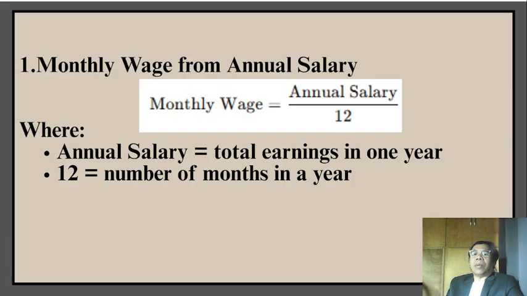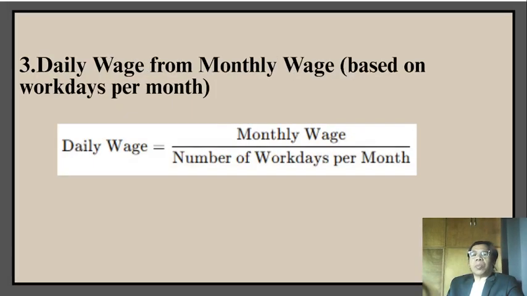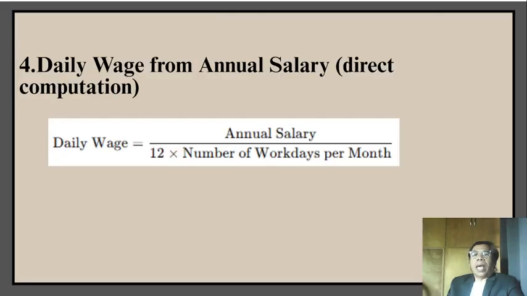Monthly wage is equal to annual salary divided by 12. Annual salary from monthly wage: annual salary is equal to the monthly wage times 12. Daily wage from monthly wage based on work days per month: daily wage is equal to the monthly wage divided by the number of work days per month. And number 4, daily wage from annual salary, direct computation: daily wage is equal to the annual salary divided by 12 times the number of work days per month.